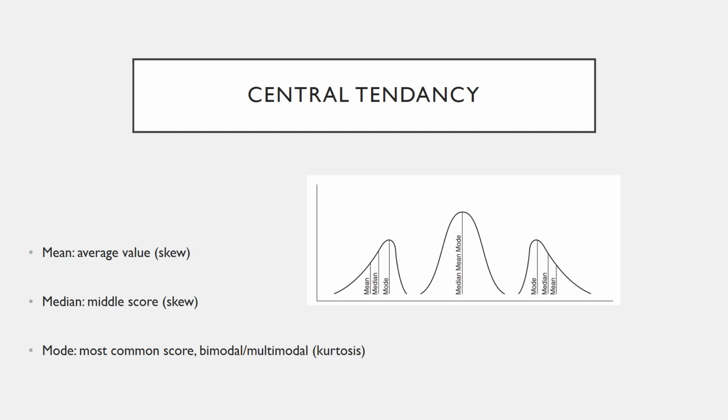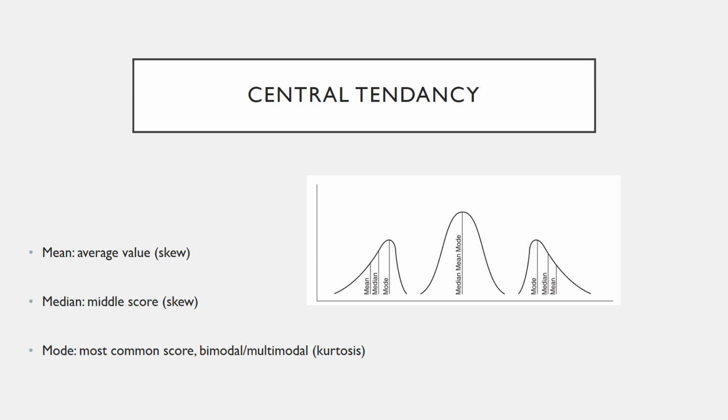So then in terms of central tendency, there are some different descriptive statistics that we would use to understand the overall picture of the data among the group that we're looking at. So there's the mean, which is the average value. There's the median, which is the middle score. So if we lay them all out in rank order, the median would be the one that falls in the middle. And then the mode, which is the most common score, and this might be bimodal or multimodal.